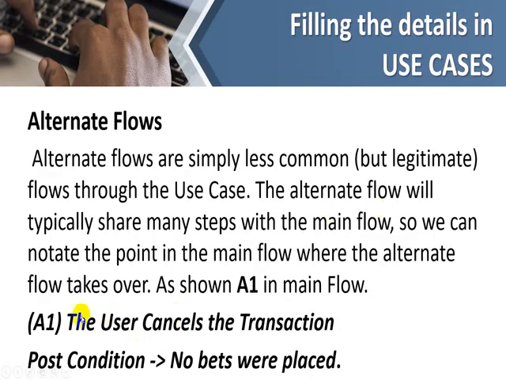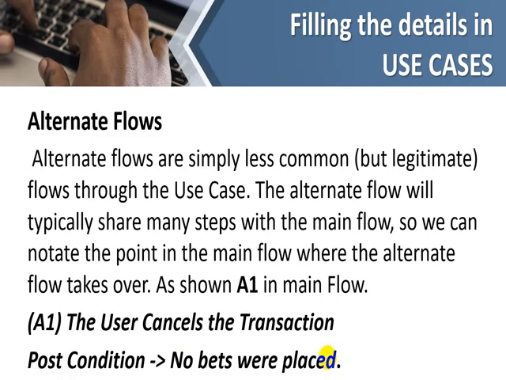For example, the user cancels the transaction. So he was placing the bet, he was moving along, and then suddenly he said, okay, I'm not playing. So what he did, he cancelled the transaction. After that alternate flow, we will have some post condition, because in the main flow the post condition was the bet was successfully placed. But now, as he has cancelled, the post condition would be no bets were placed. So this is the alternate flow that we must mention.